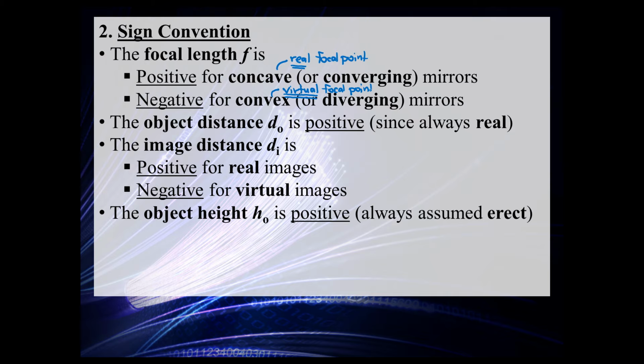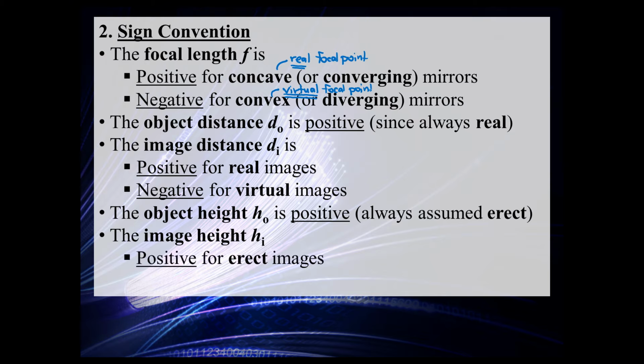The object height, typically we always draw the arrow for the object height pointing up. So we're always going to assume it's in an erect orientation. The image height, well, that can be positive or negative. If the image is erect, we're going to put a positive sign in front of HI. If the image is inverted, then we put a negative sign in front of HI.